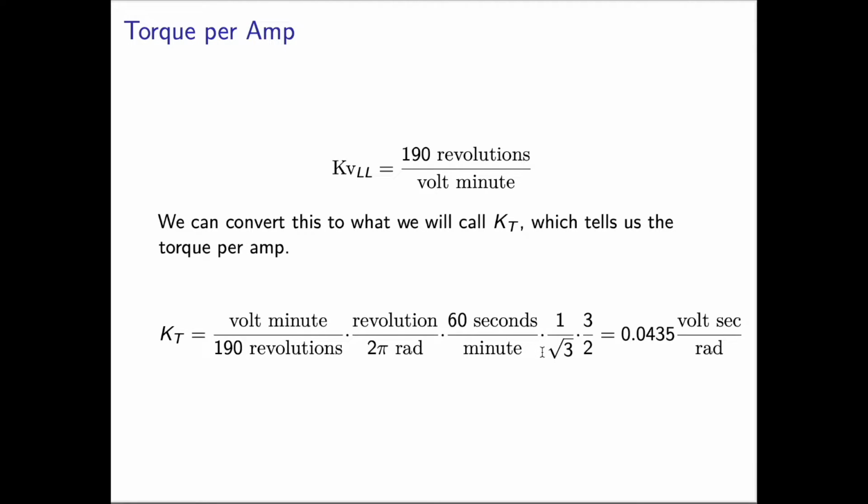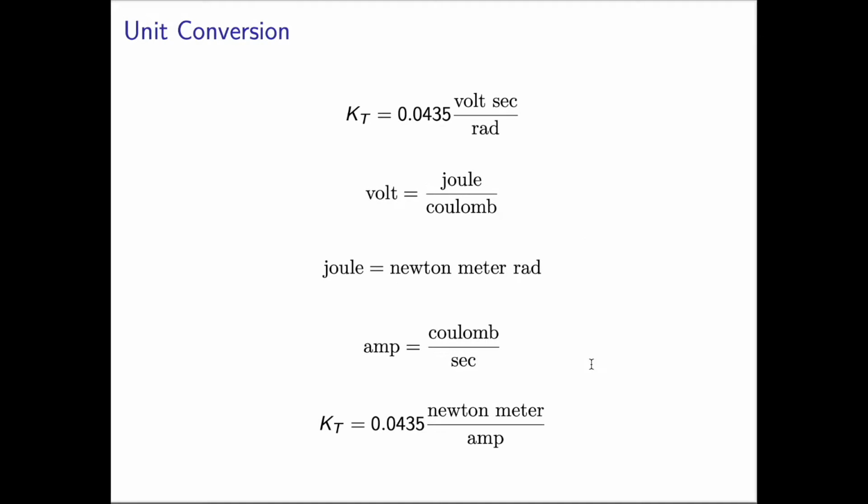We change the line-to-line voltage to a line-to-neutral voltage by dividing by the square root of 3. To count the torque from all three phases, we multiply by 3. Since we're measuring peak current, we divide by 2 to get the average torque. Our number is in volt-seconds per radian.